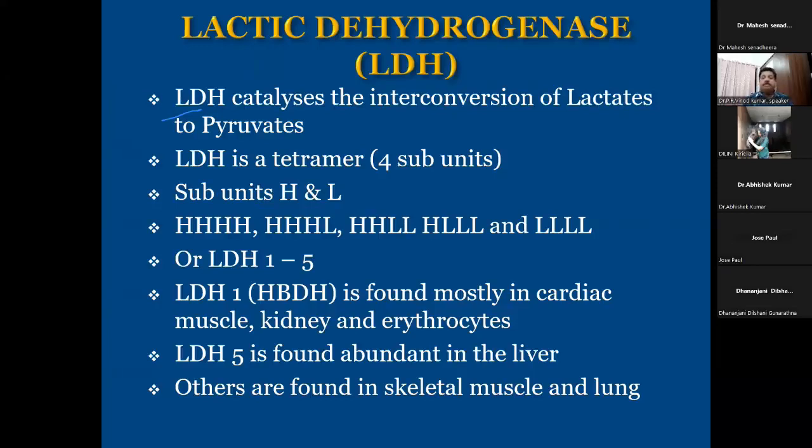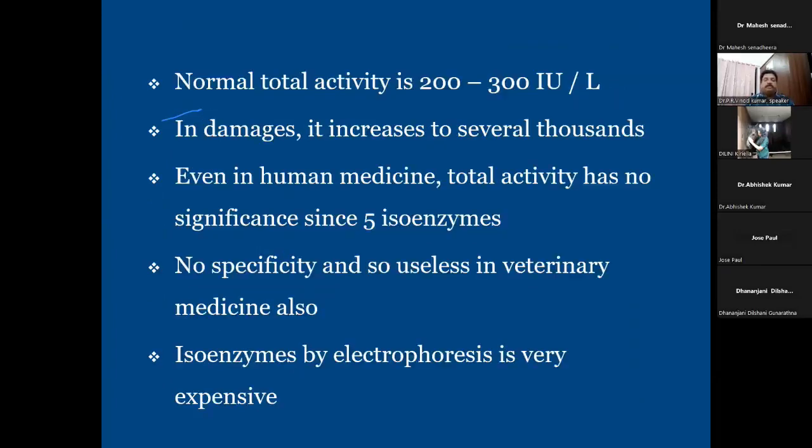Others are found in skeletal muscles and lungs. Leave it. So LDH1 is the most important one. LDH1 is otherwise known as hydroxybutyric dehydrogenase, HBDH, which is found inside the cardiomyocyte. Normal activity is 200 to 300 units per liter. In damages, it increases to several thousands.